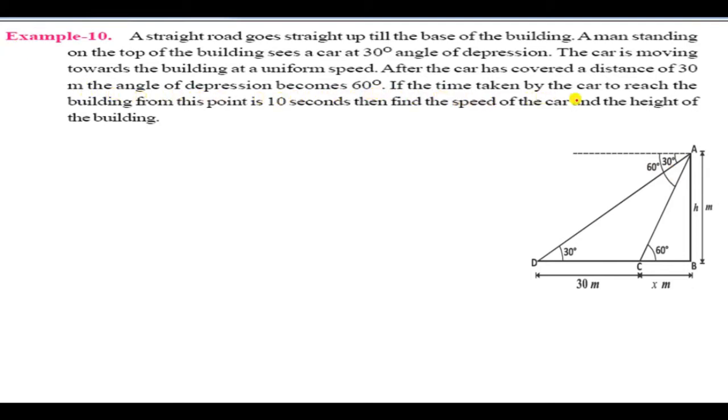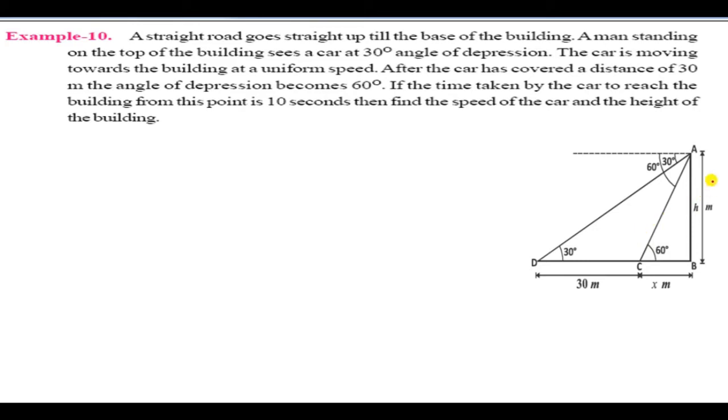The time taken by the car to reach the building from this point, that is this x, is 10 seconds. Find the speed of the car. So how can we find the speed of the car? Let us see. This angle of depression, with the help of alternate interior angles, will be 60 degrees. Now come to the solution.